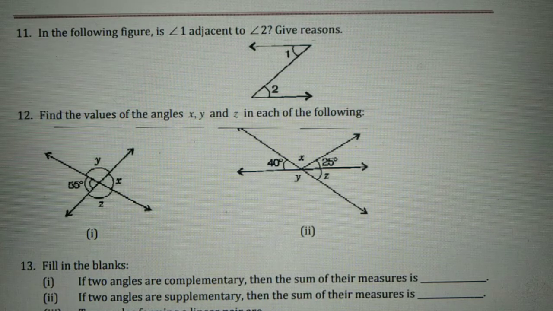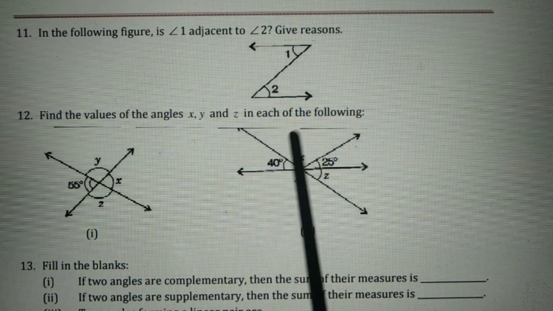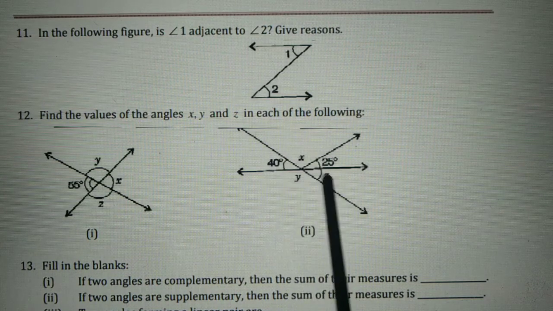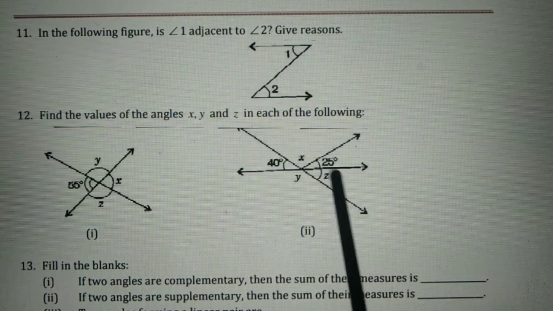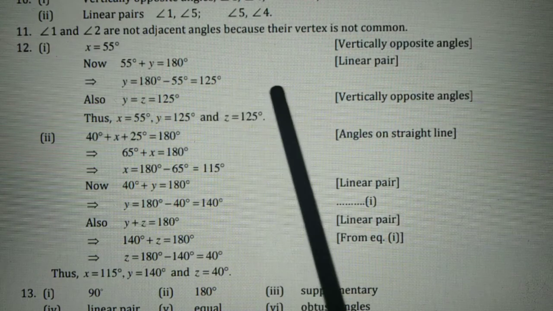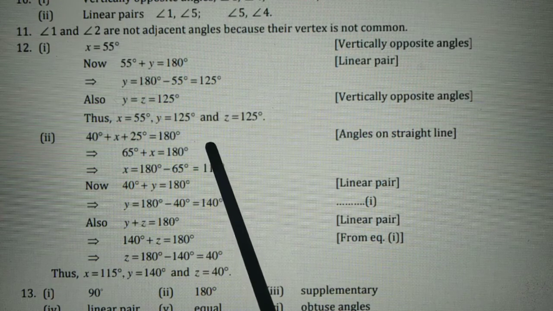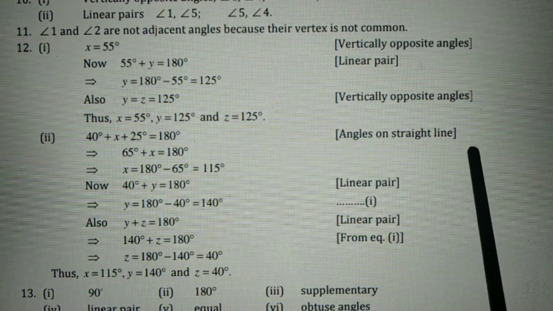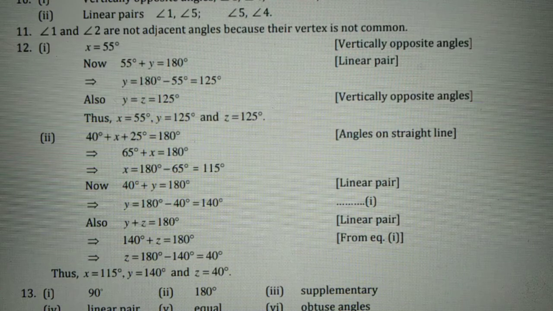So using all these properties, suppose a line on a line, all angles on the line, or the vertically opposite, or the linear pair. Now see students how we can write the solution. 40 degree plus x plus 25 is equal to 180 degree, angle on the straight line, as I told you from the diagram. So what is the value of x here when we solve? The value of x is 115.